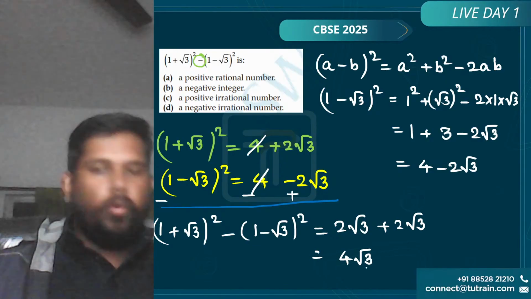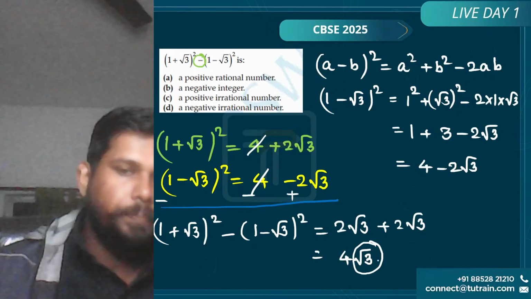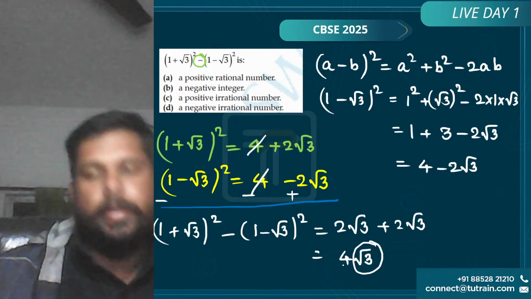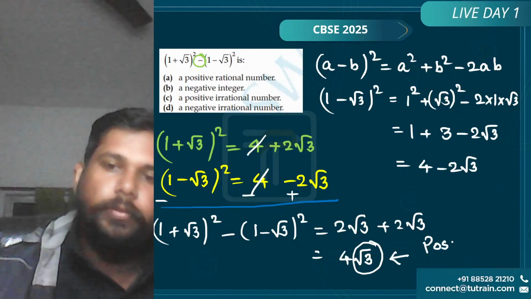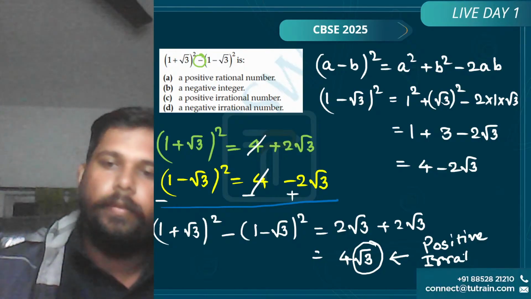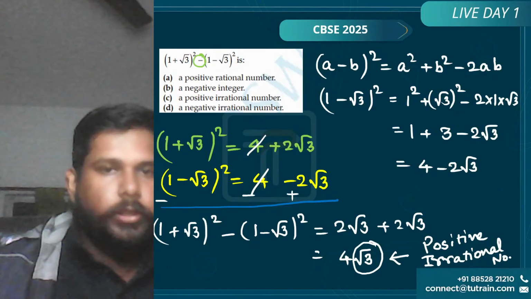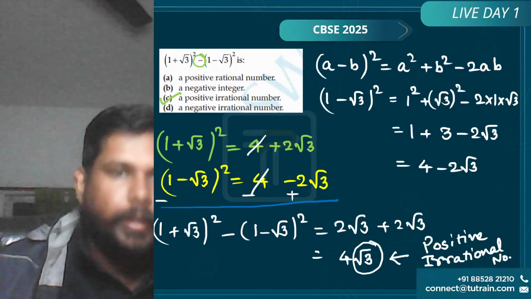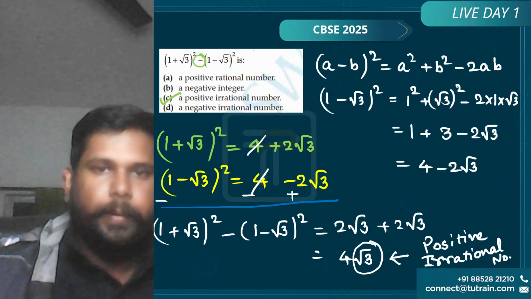Now root 3 is an irrational number, yes or no? That means from here we can see that 4 times an irrational number will be an irrational number, and since it is positive, it's a positive irrational number. So which option is correct? So the option number C will be correct, that it's a positive irrational number, right?